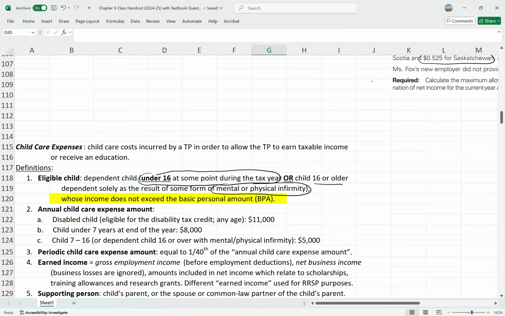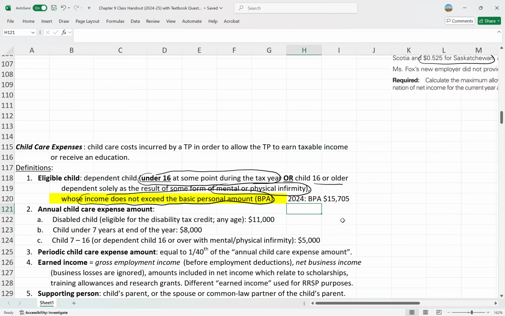But there's also another limitation as well. The child income cannot exceed the basic personal amount. And for 2024, if you remember from chapter 4, the basic personal amount is $15,705. So even if the child is 5 years old, but their income for the year is more than $15,705, then they would not be eligible for the parent to claim childcare expenses.